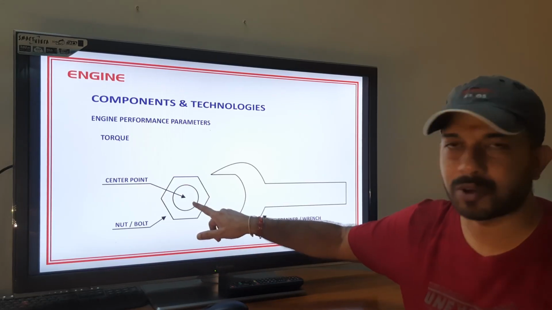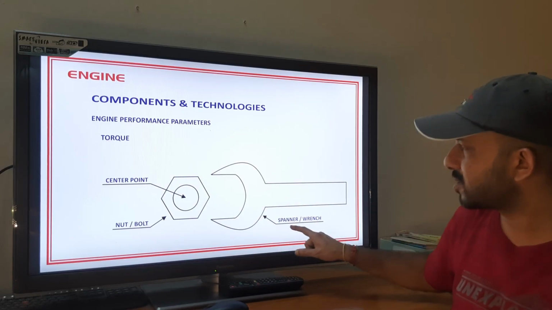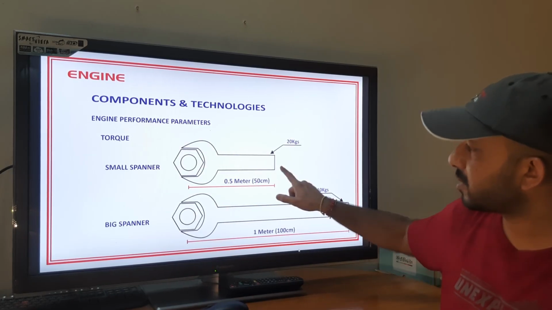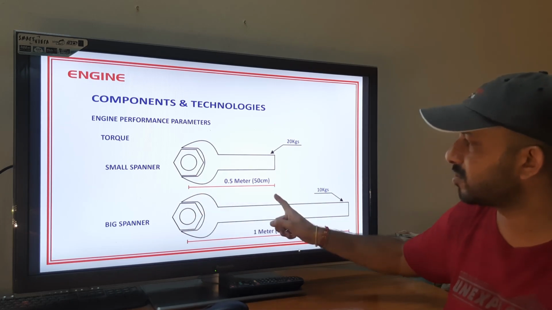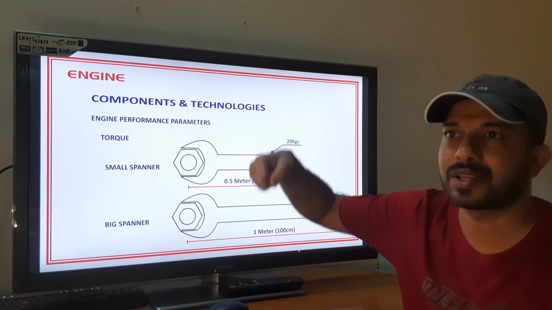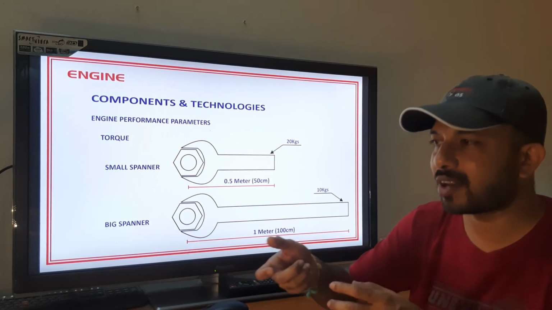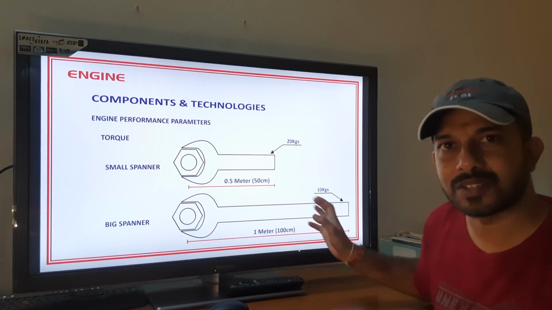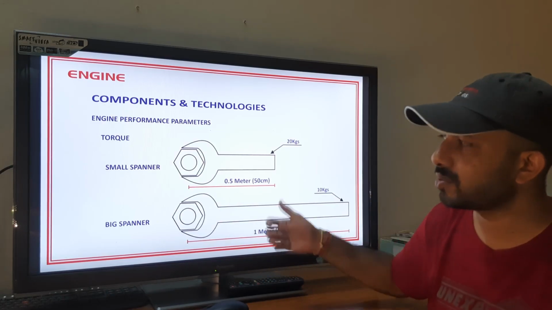Example: this is the center point of the nut or the bolt. This is a spanner or a wrench. When we fix the spanner to the bolt or the nut, if it is a small spanner, from the center point of the nut till the end point of the spanner is half a meter, there we give a high pressure of 20 kgs. Imagine when we have double the size, for example this is 1 meter. So 1 meter with 10 kg is equal to this half meter with 20 kgs of pressure. Okay, so that's how this works.